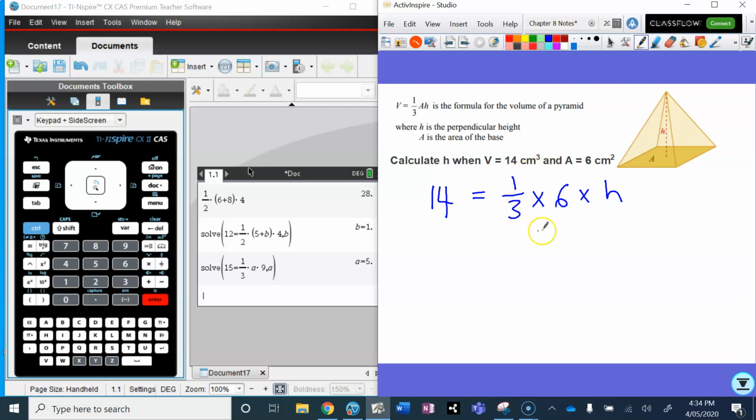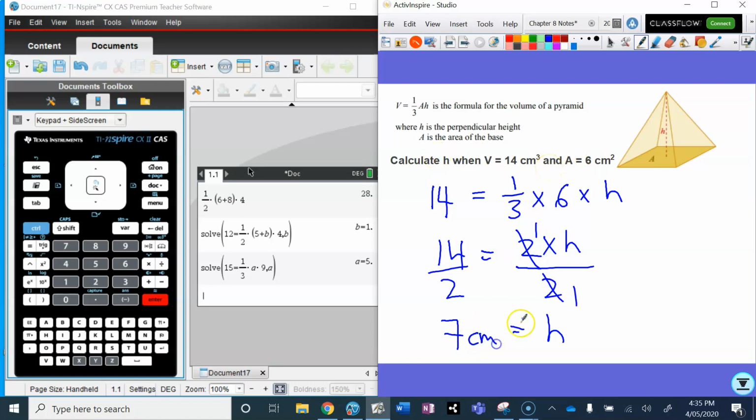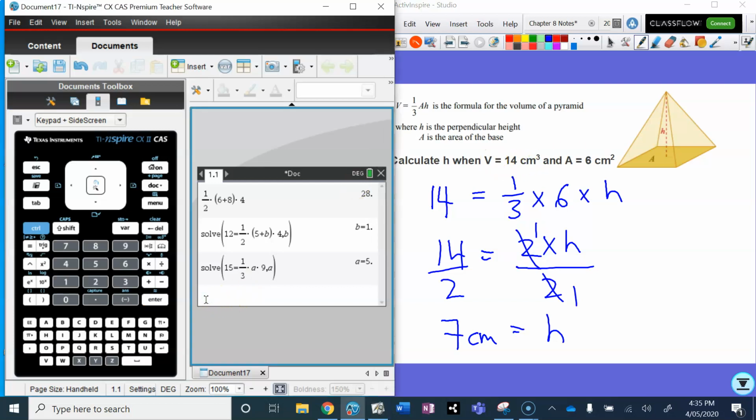So again, to simplify the right-hand side, a third of 6 is 2. 2 times h is 14. So that one's nice to do by hand. Divide by 2 both sides. I end up with h equals 7. So in this case, because all our measurements are in centimetres, h is a length measurement, so h would be 7 centimetres. Just to show you again that is the correct answer, hopefully, we'll do a solve.